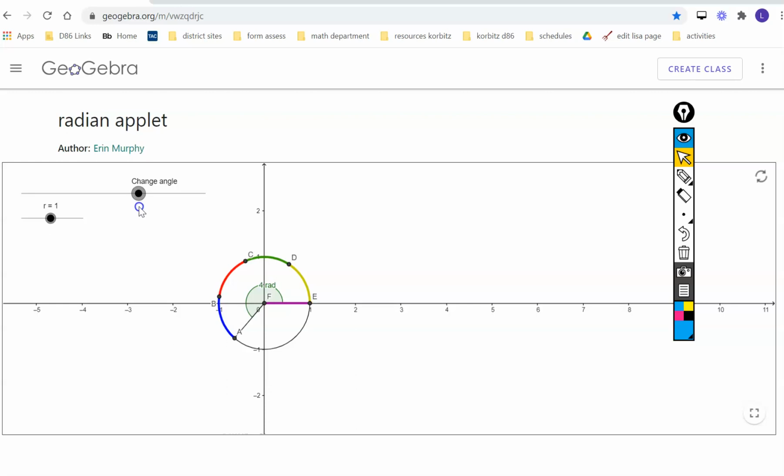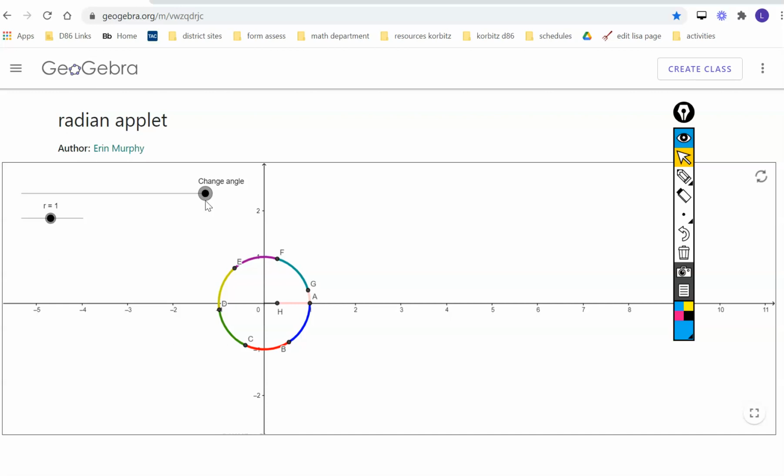Now we have 4 radians, 5 radians, and let's see, try to get around there, 6 radians. Was anyone shocked that it was a little bit more, 6.28 radians all the way around the circle? So again, that's 2 pi.